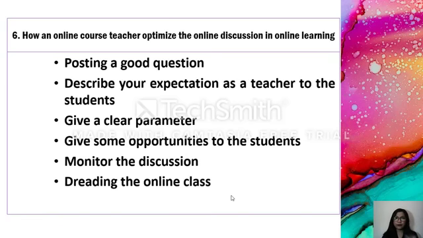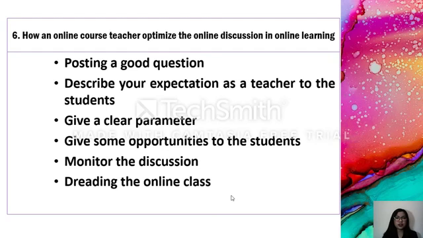Okay, that was the fifth question, and this is the sixth question. It is about how an online course teacher optimizes the online discussion in online learning. Sometimes a discussion, both in offline learning or in this case online learning, does not work as well as the teacher expected before. So in order to optimize it, teachers should do some things.